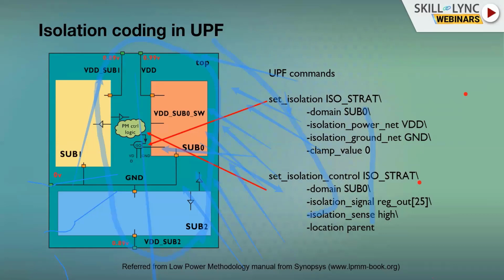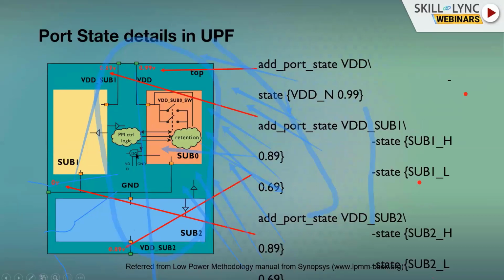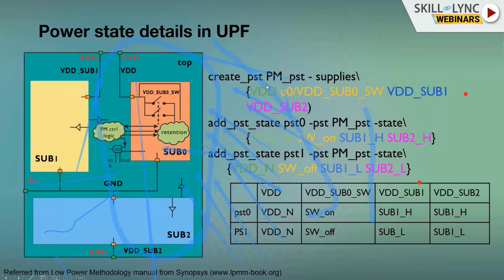So coming to the port state, we're talking about a port state. What the port state does is define what value a port should have. So if you're telling add port state, this is a VDD, and the state voltage value is 0.99. Similar way, we are defining for all the other ports. And then we'll go into the actual PST table. Here we are telling create PST table and the supplies, whatever supplies are there, VDD, then this power gated supply, then VDD sub 1 and VDD sub 2. These are the different supplies we have, and what should be the value with respect to them.